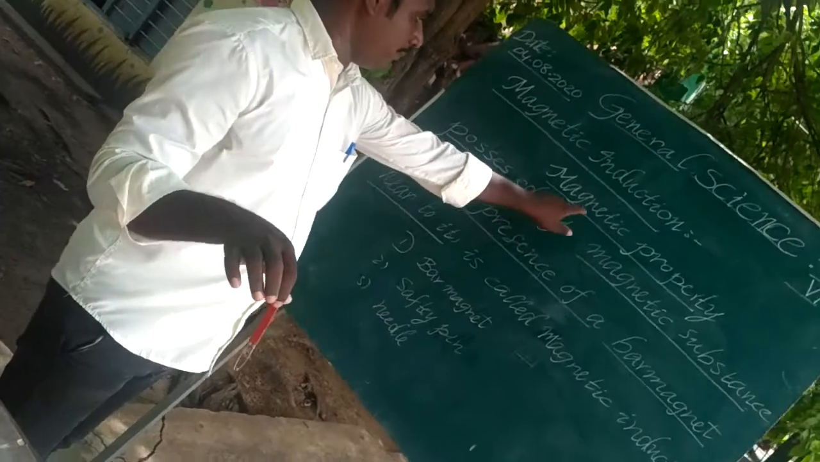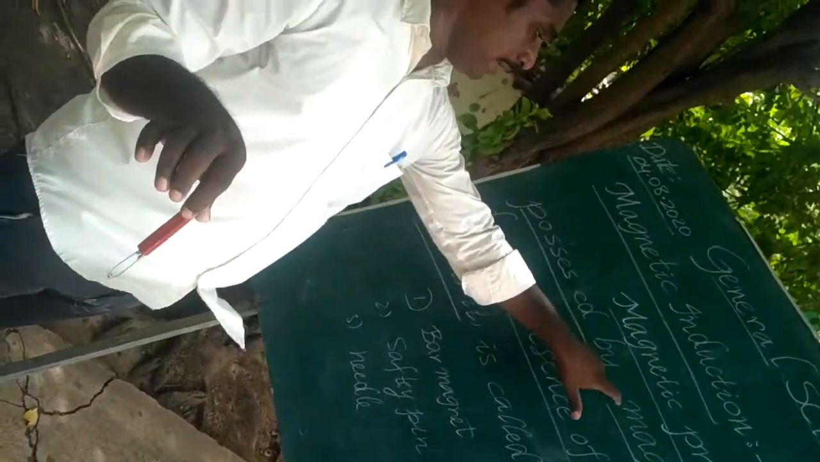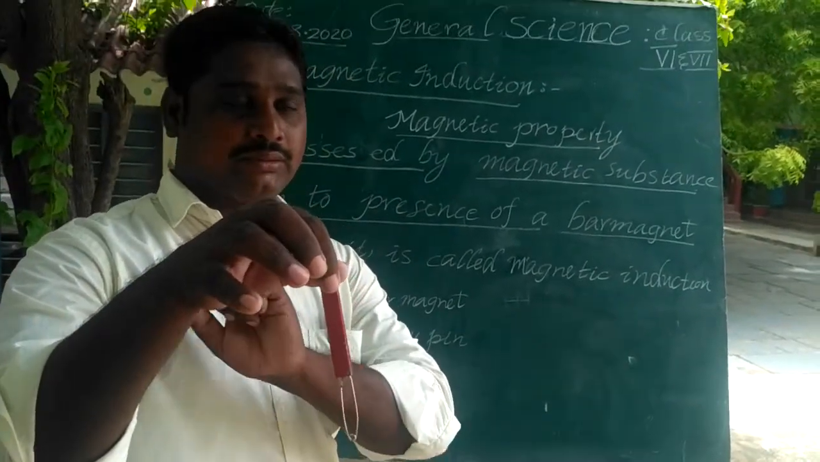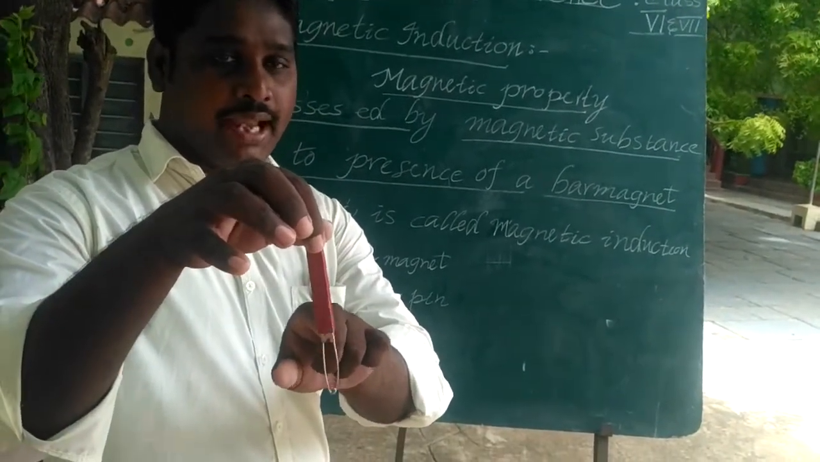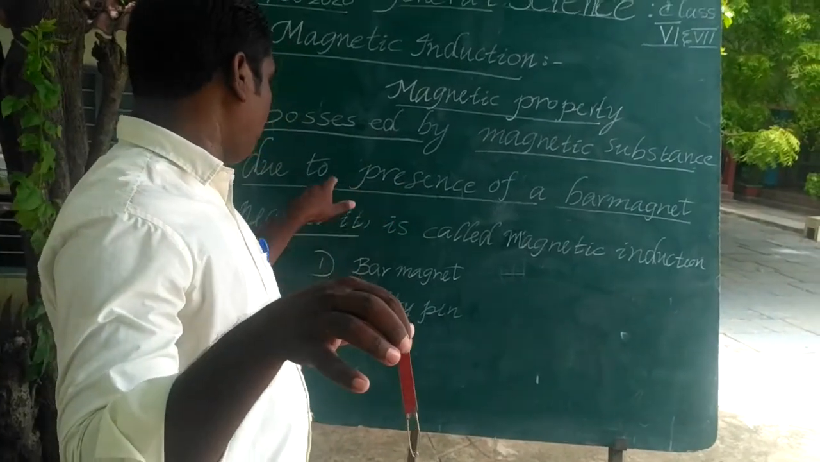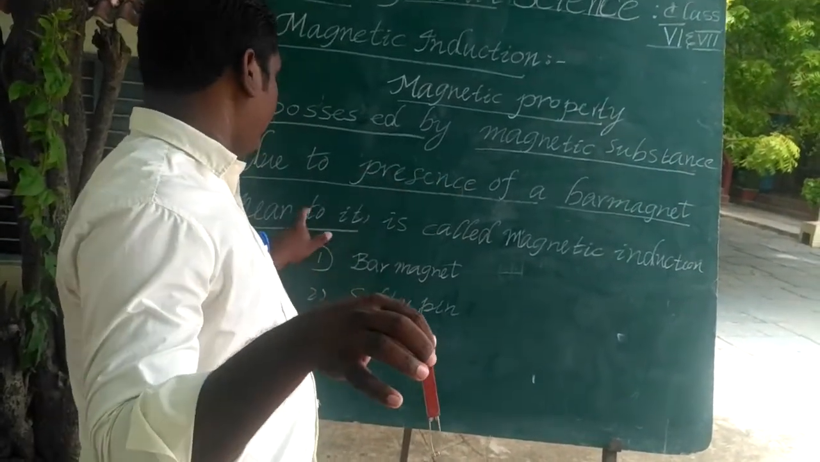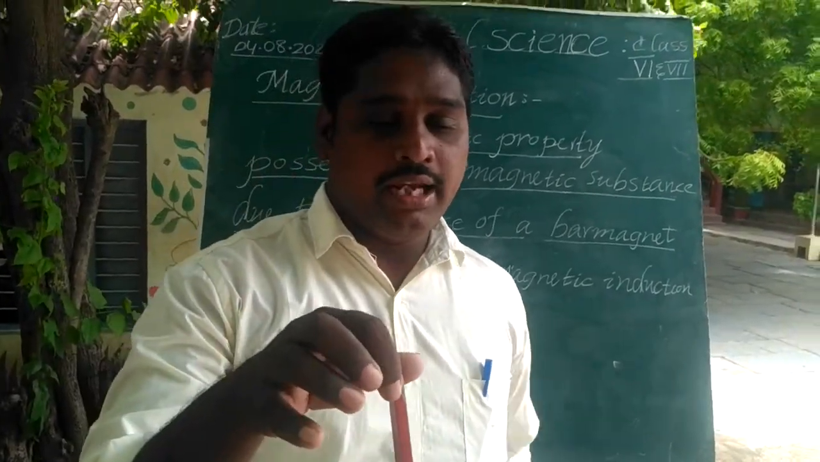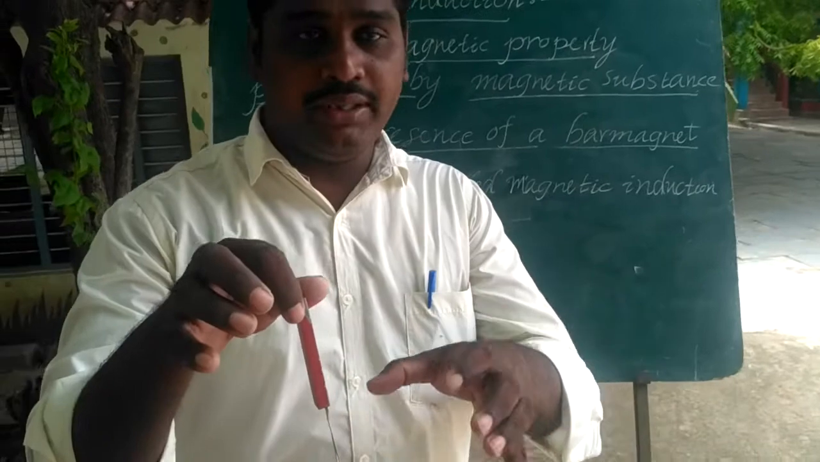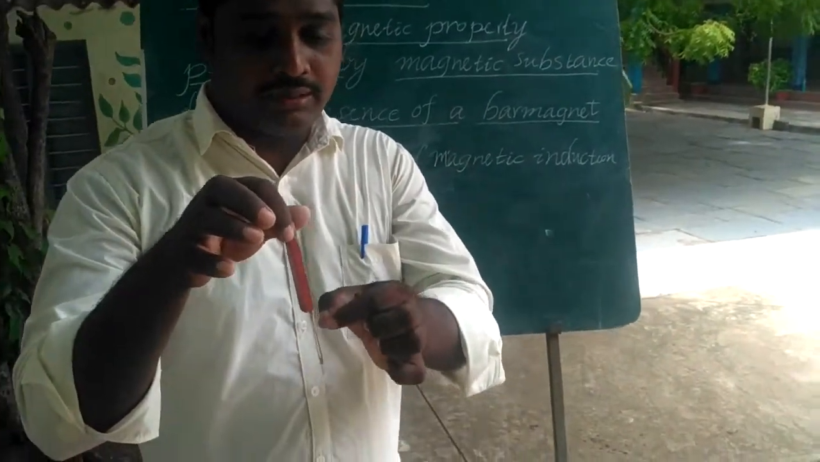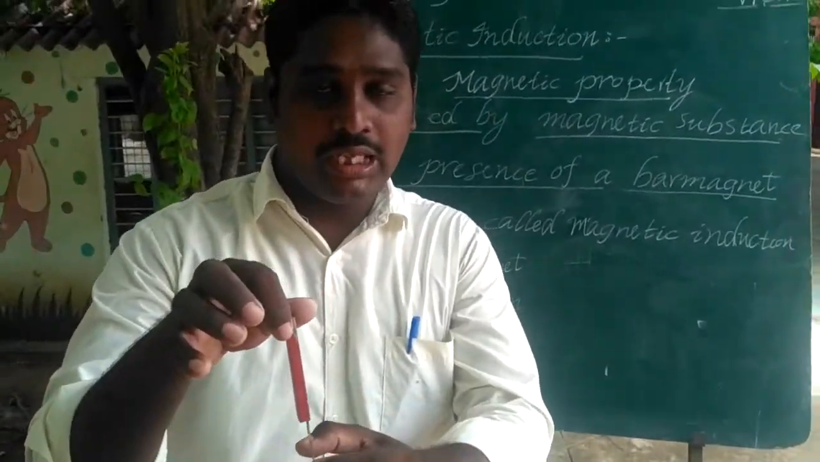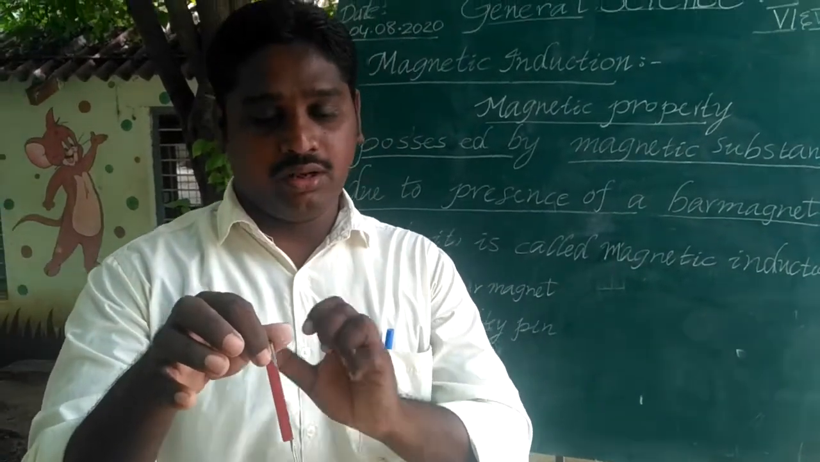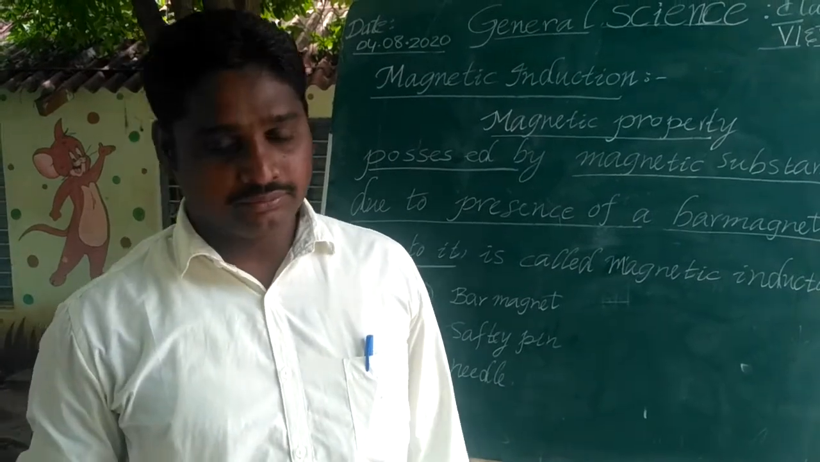Students, once again, the magnetic property is possessed by a magnetic substance. Yes, the safety pin is a magnetic substance. It will acquire that magnetic nature. Why? Because of the presence of a bar magnet near to it, which is called magnetic induction. Magnetic induction means inducing the magnetic nature in the magnetic substance, the safety pin, when it is placed near the bar magnet.